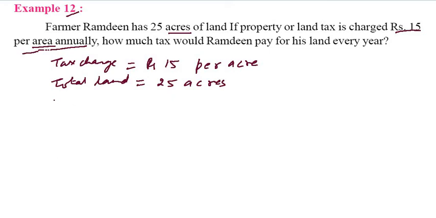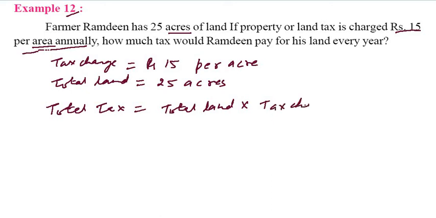Now total tax paid is the total land into tax charges per acre. So total land is 25 and tax charge is 15 rupees. So you can multiply this: 15 fives are 75 and 15 twos are 30, and so it is 375 rupees. So that one is your answer. You can do this.